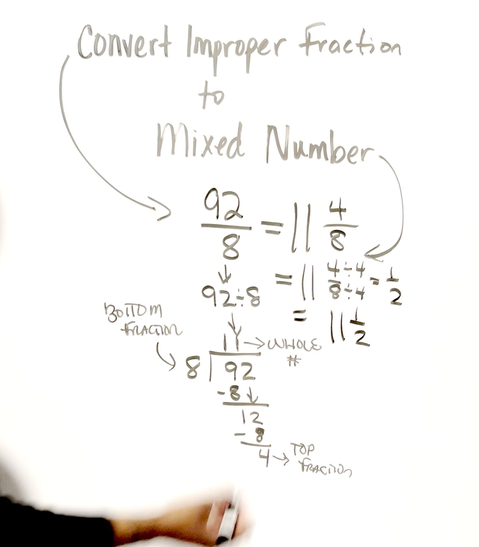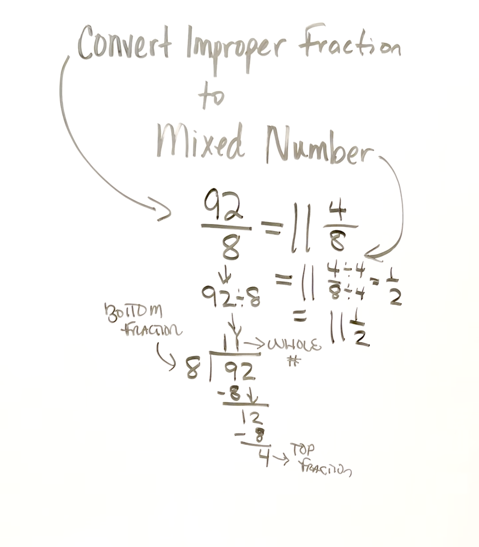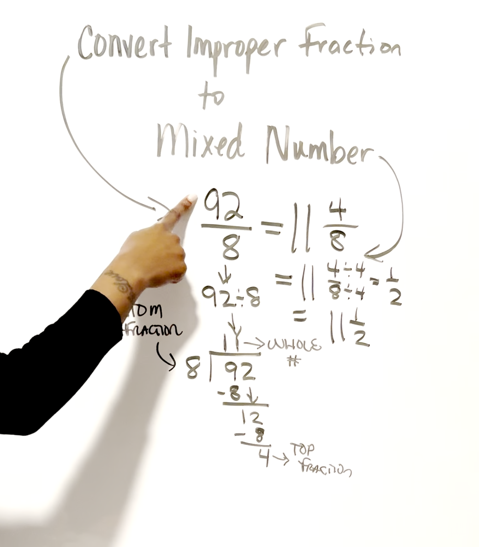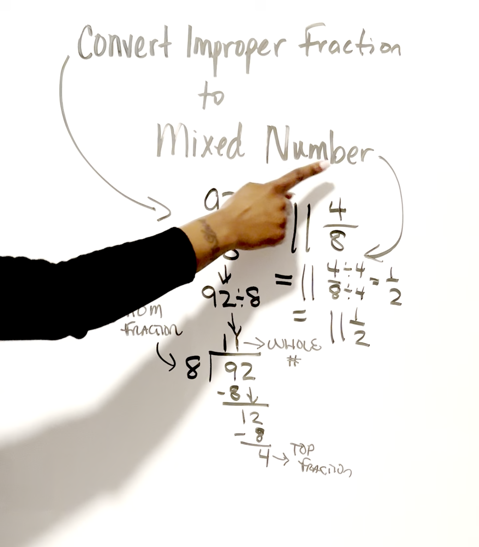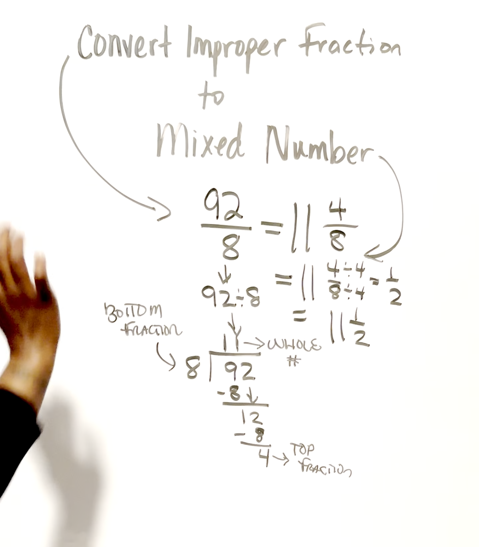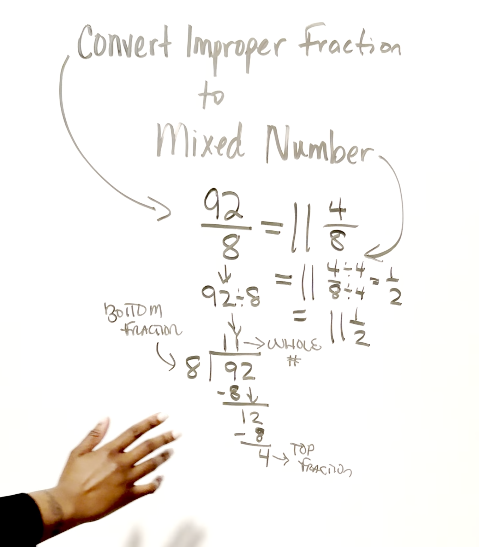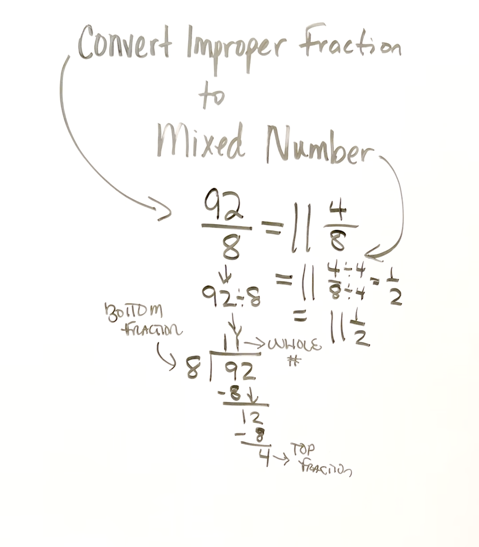And again, this is an example of converting improper fractions to mixed numbers, where improper means the number at the top is bigger than the number on the bottom, and a mixed number is a whole number and a fraction. So if you're working with adding, subtracting, multiplying, and dividing fractions, you definitely need to know how to complete this conversion.